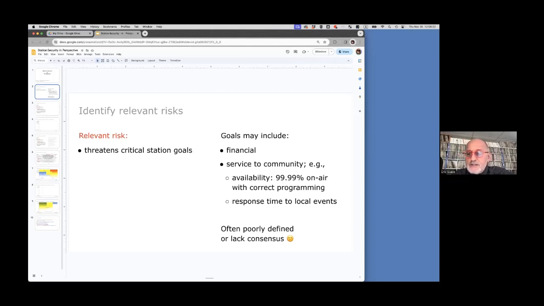Coming from a telephone and data networking background, I think about availability in terms of 459s. But there are also other service goals, like response time to local events. In many people's experience, those are often poorly defined initially. Different people touch the elephant in different ways, to use the classic metaphor. So oftentimes, to identify those critical station goals, there needs to be a discussion to form a consensus, or someone has to take a decision as to what those goals are.